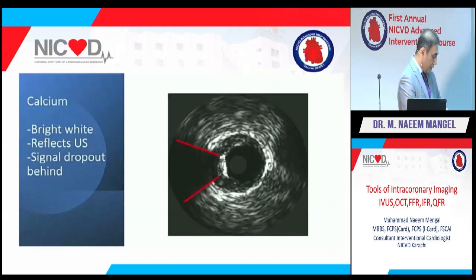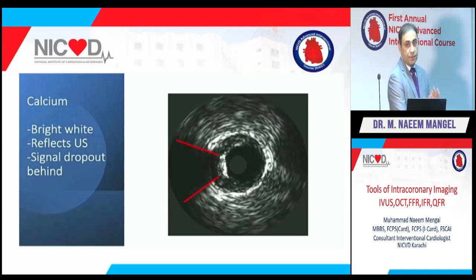And as we discussed, you can see the calcium. This is the fibrotic tissue, and this is the thick chunk of calcium, and you cannot see anything beyond this. Now, depending upon its position, whether it's superficial calcium or deep calcium: if it is within the 50% in the internal layers of the vessel wall, it is defined as superficial calcium. If it's present in the deep layers of the vessel wall, it is defined as deep calcium. So on the basis of its position, you can decide the modality that you should use.